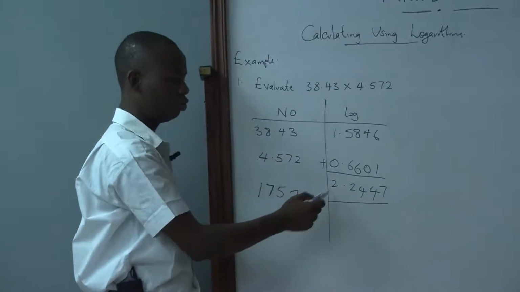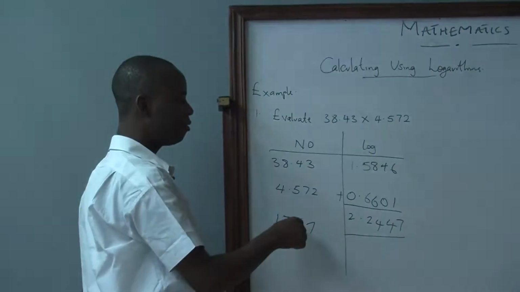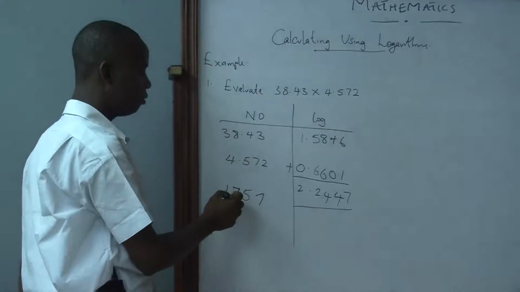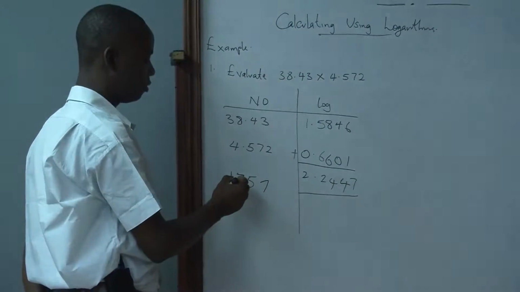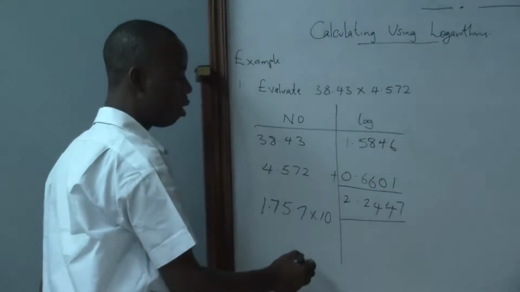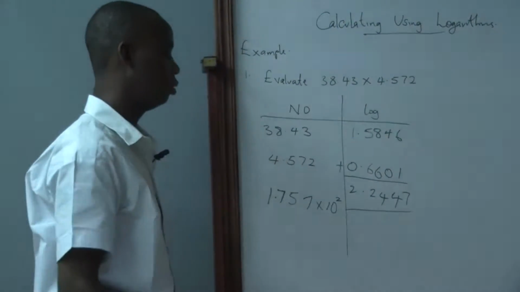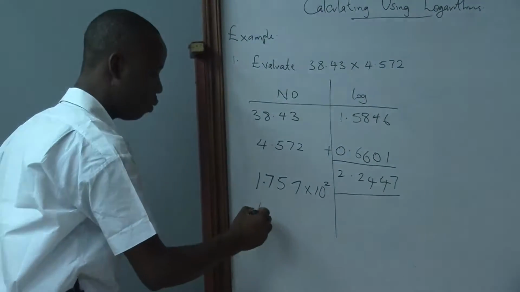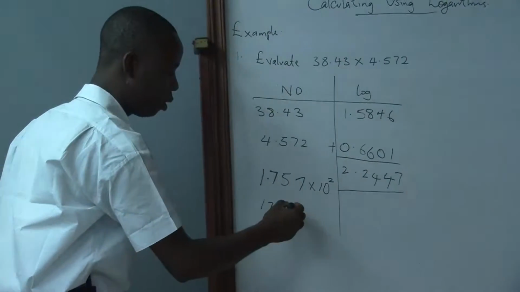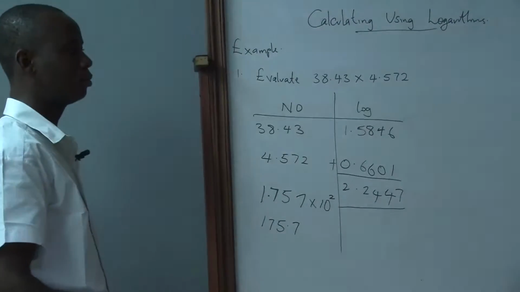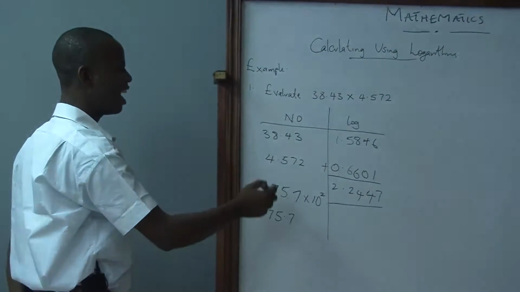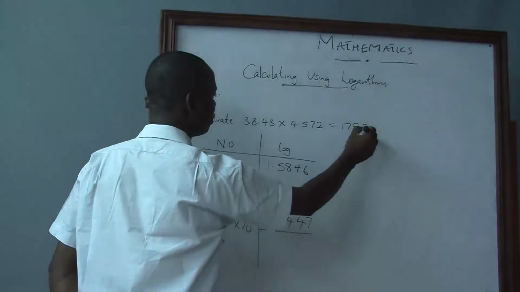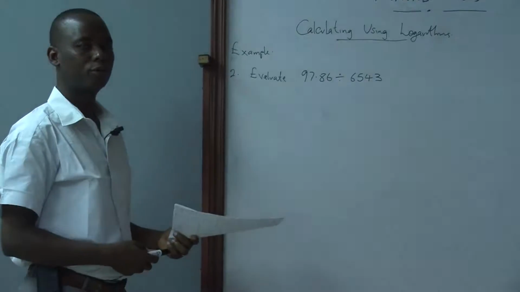Remember, we are here to use this too. In order for us to get the final value of this calculation, we're going to write this number in standard form. That would be 1.757 times 10 raised to the power of 2. So if we have this, the final answer we have there will be 175.7. That will be the answer.